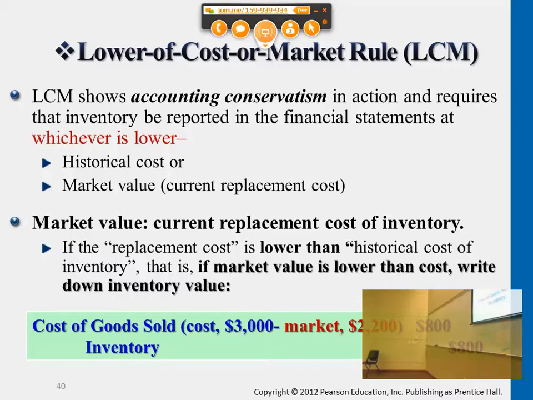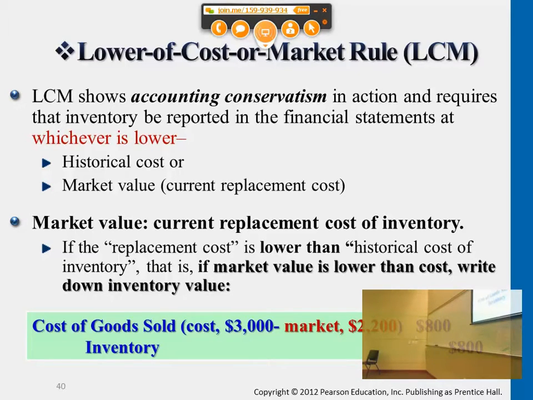Okay, so for this entry, the example is that earlier you purchased an item, or a group of the same type of products, that were $3,000. At the end of the year, currently the market price for this product decreased to $2,200. Okay, so now the difference is here.